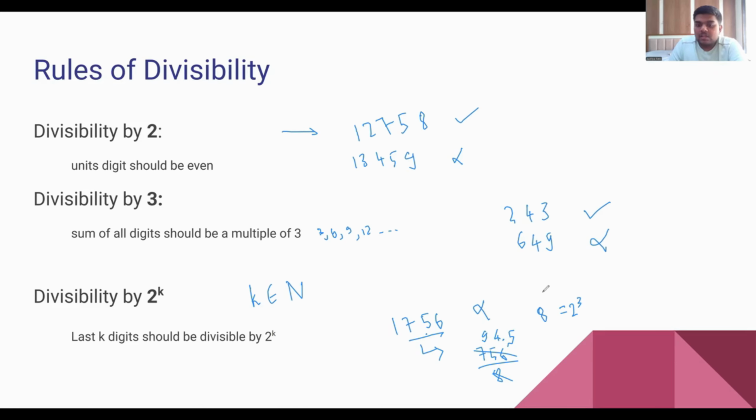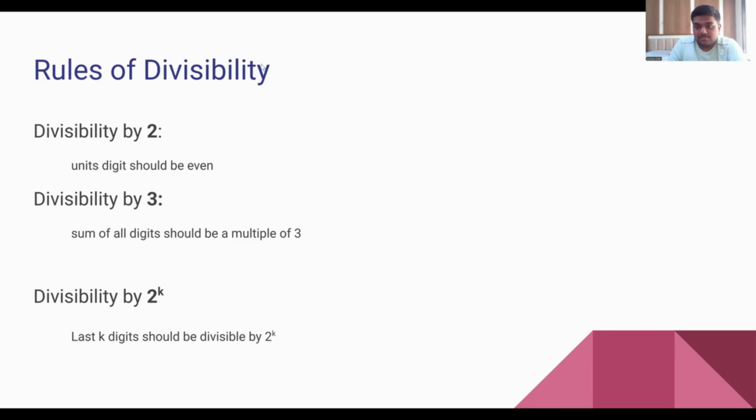If the number had been 1760, it would have been divisible by 8, because 1760 divided by 8 is equal to 220. So this should be pretty simple to understand. Now let us look at some different set of numbers for which we can see the divisibility.